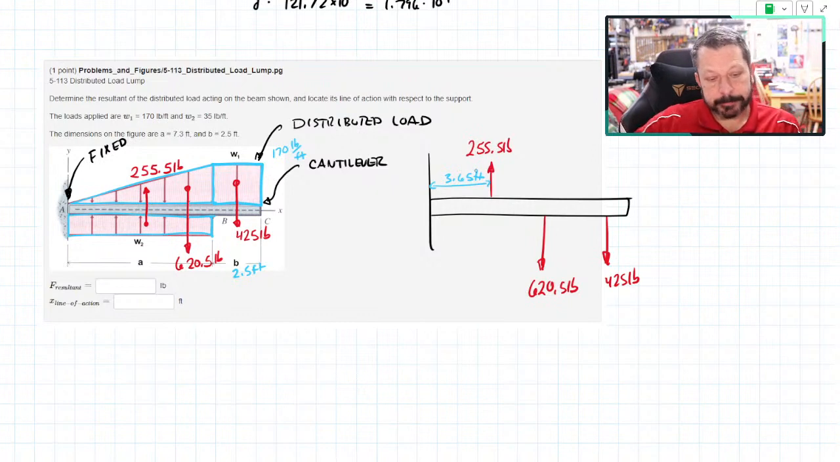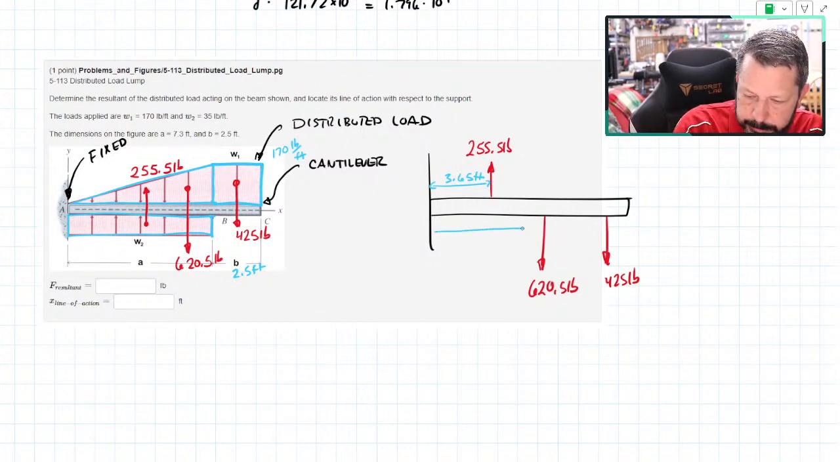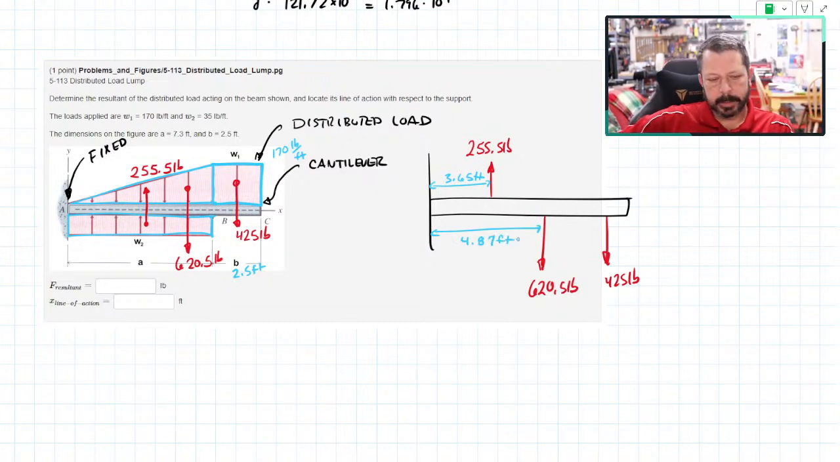The 620, that one is from a triangle. Now, you might have to go look again at your reference materials to find the location for the centroid of a triangle. I happen to remember that the centroid of a triangle is 2/3 of its base. So 2/3 of A, 2 divided by 3 times A of 7.3 is 4.87, we'll say, feet.